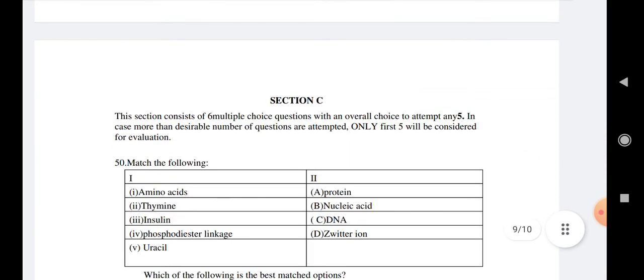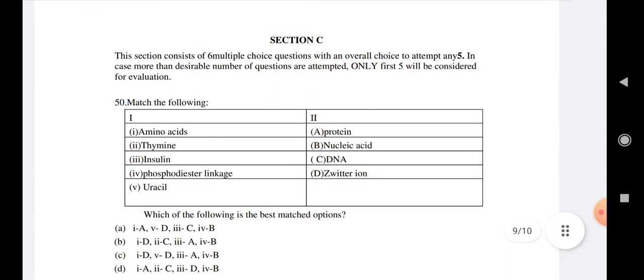So in section A we have completely MCQ types. Then in section B we have MCQ plus a little amount of assertion reasoning.